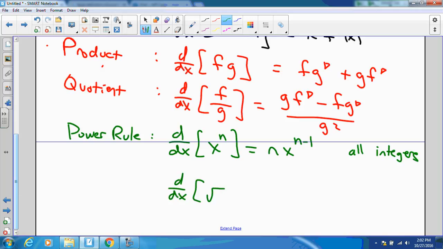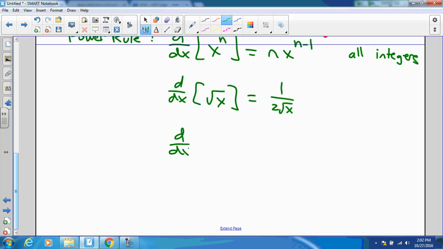Okay. Power rule. Let's see here. We also had a square root rule. The derivative of the square root of x... yep. And the derivative of the absolute value of x. These derivative rules are going to be the majority of what you are going to end up doing on the test.